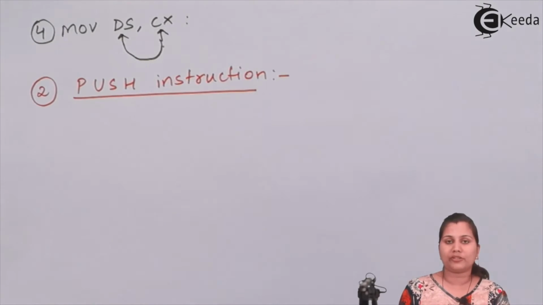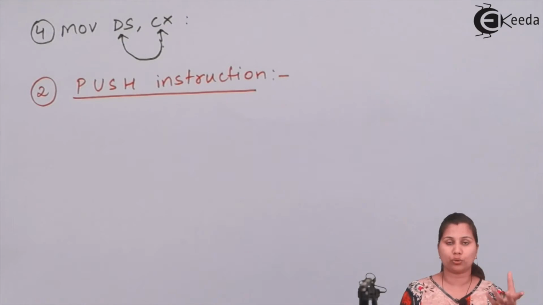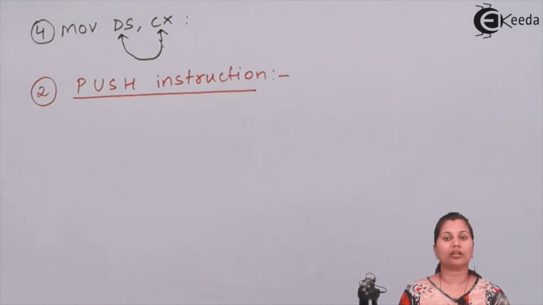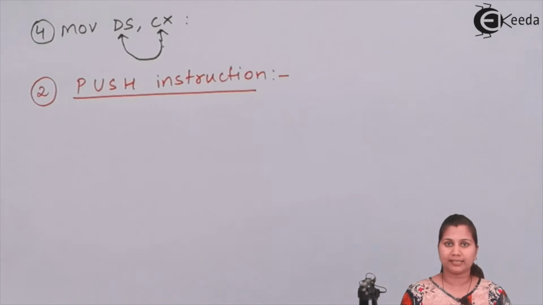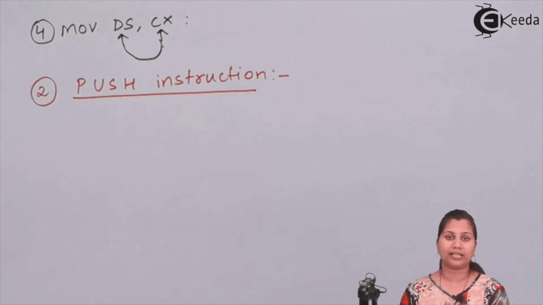Push and pop instructions, these two instructions are used to store or retrieve the data from the stack. Whenever we want to use the stack to store some temporary data, then we use the push instruction to store the data and pop instruction to retrieve the data from the stack. Now let's see how this push instruction executes.